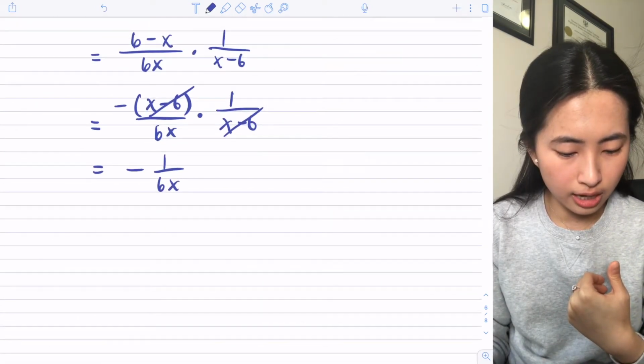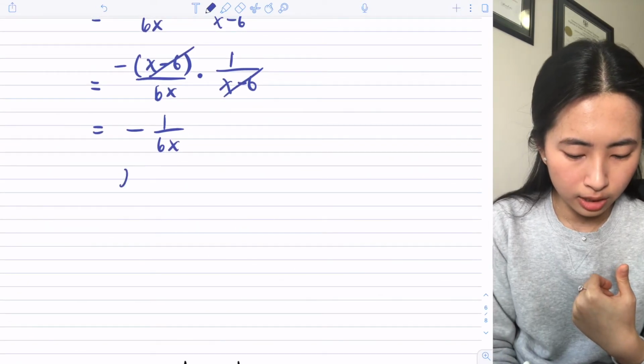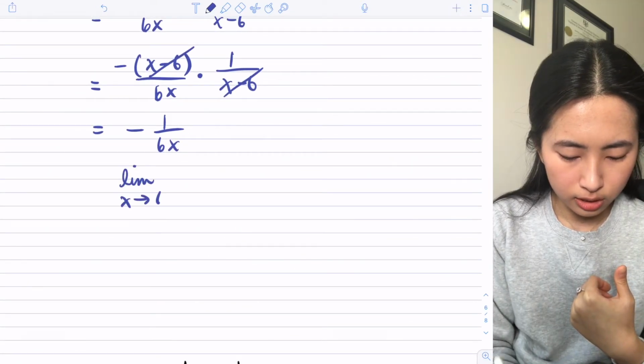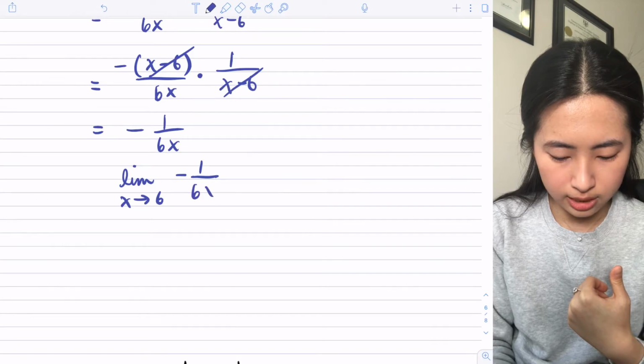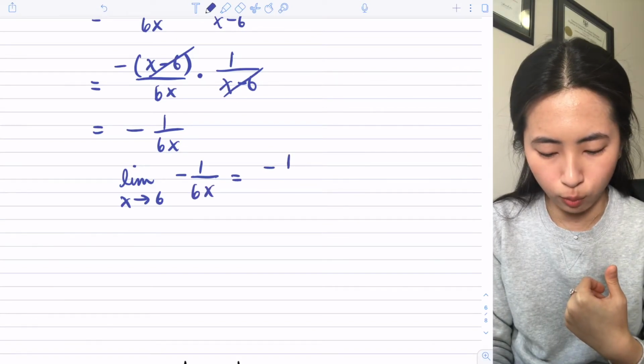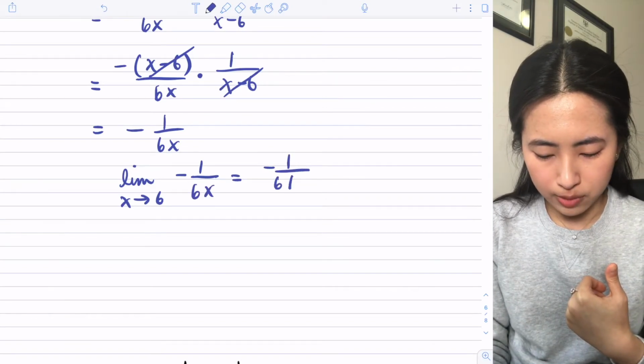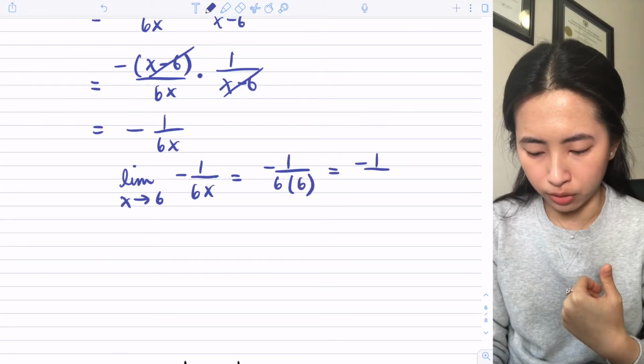And finally, this is the time to evaluate the limit when x approaches 6. So you would have negative 1 over 6x. Applying direct substitution, we get negative 1 over 6 times 6, and this becomes negative 1 over 36.